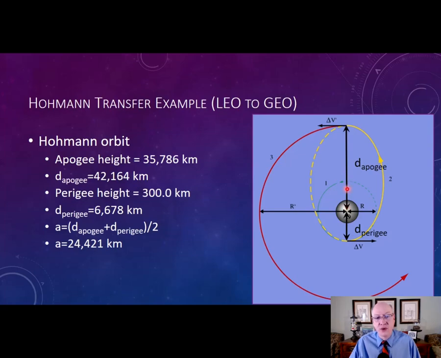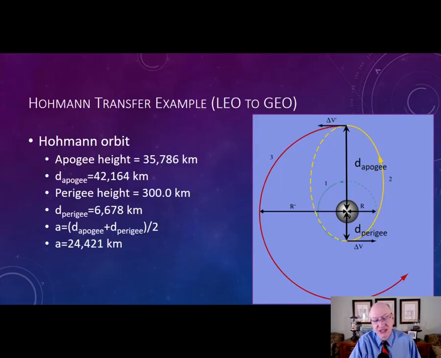So we just add 42,164 plus 6,678 and divide by 2. And that gives us a semi-major axis of 24,421 kilometers. So that is the semi-major axis of your new Hohmann transfer orbit. That's going to get you from your 300-kilometer orbit up to your geostationary orbit.